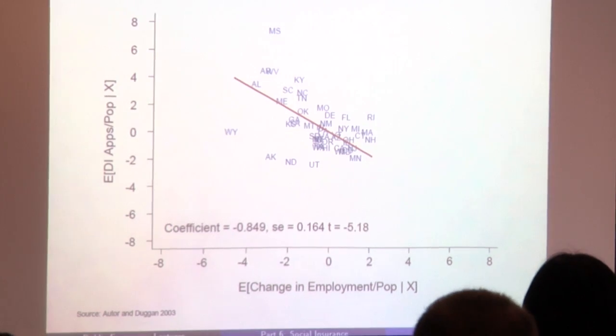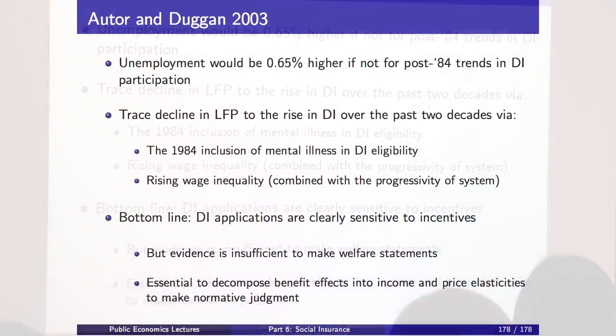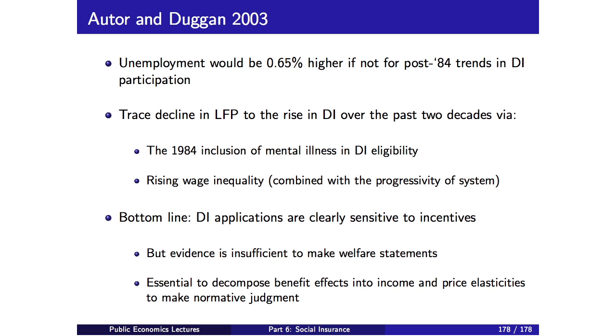Their point is that this supports their main argument that the expansion of the disability insurance program is reducing the unemployment rate artificially. By their calculations, unemployment around the time they wrote the paper would have been 0.65% higher if not for the post-84 expansion of DI. So, quite a non-trivial change. If you think about the current policy debate, if the unemployment rate was 8.6% instead of 7.8%, that could have had a big impact on various things, including the election, I think.